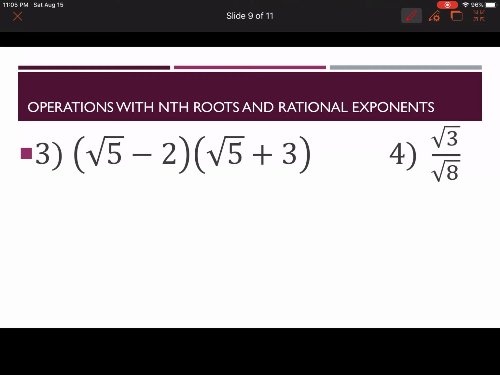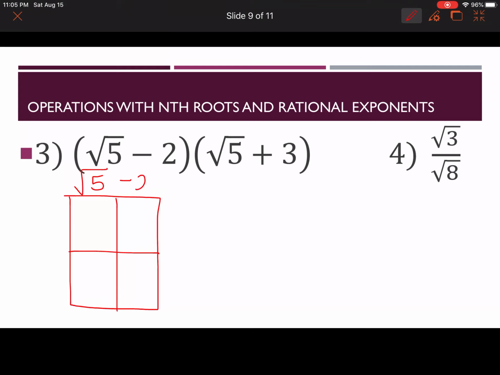For question 3, we're going to multiply it out, and we're just going to make a box, just like we did for the imaginaries in Appendix 7. And we're going to fill in our squares, see if we have any like terms. So the square root of 5 times the square root of 5 is equal to the square root of 25. And the square root of 25 is 5. Okay, so we just have a 5 in that first square.